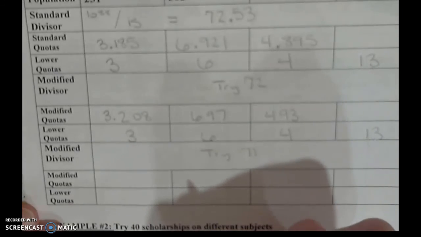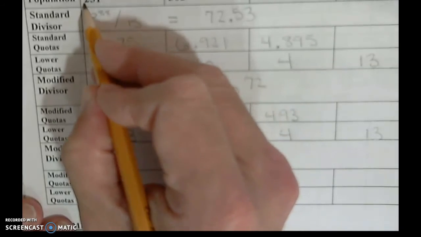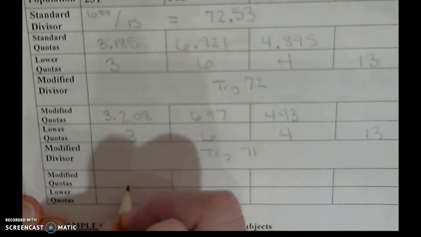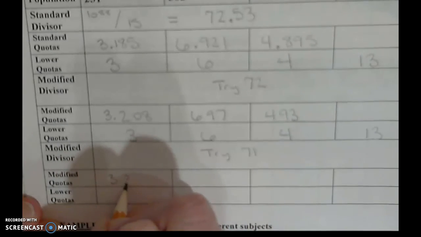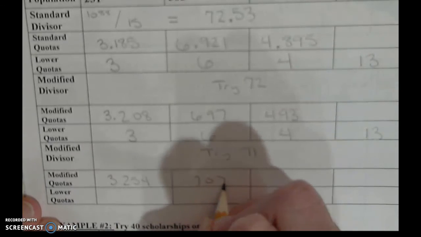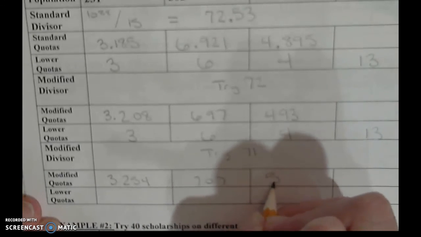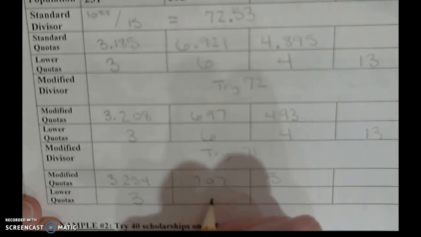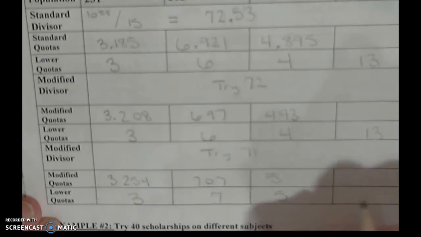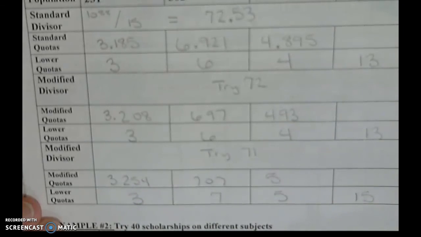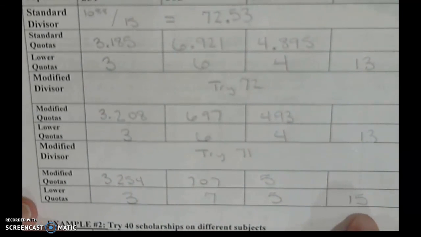We're going to try 71 this time. So now 231 divided by 71 would give me 3.254. This would be 7.07. And this turns out to be 5. And so we have 3, 7, and 5, which is my 15. And that's exactly what I wanted. And so, yay, my apportionment is done and life is good. All right, that's it for that example.